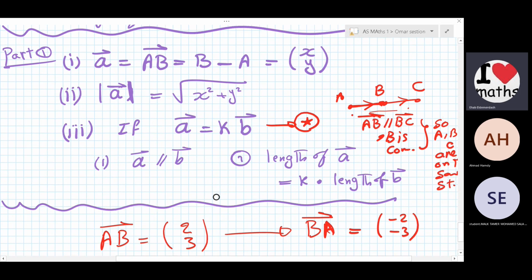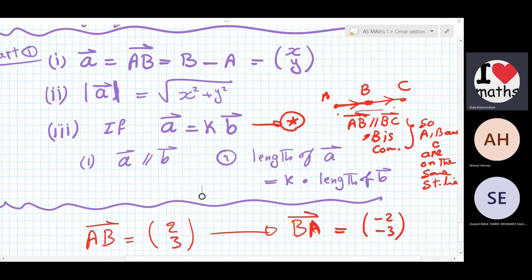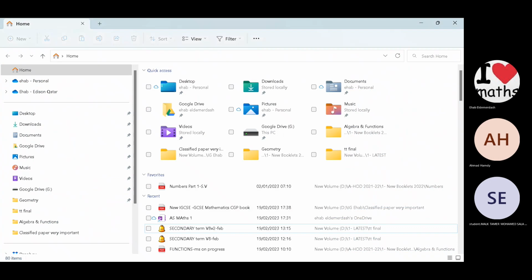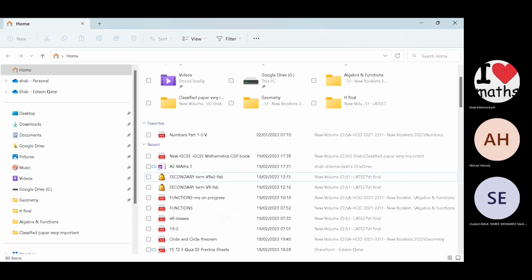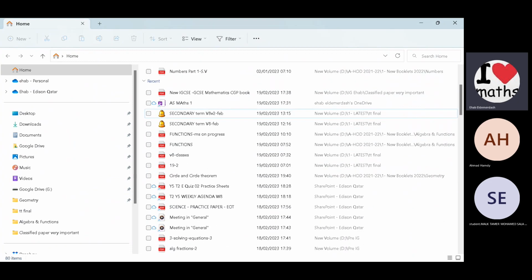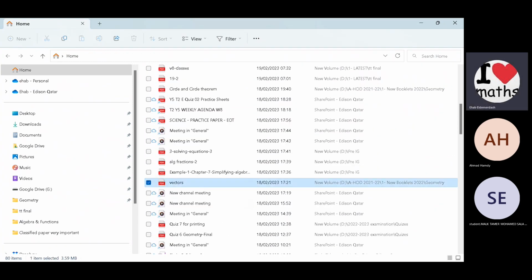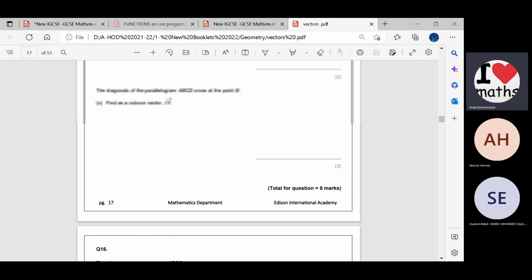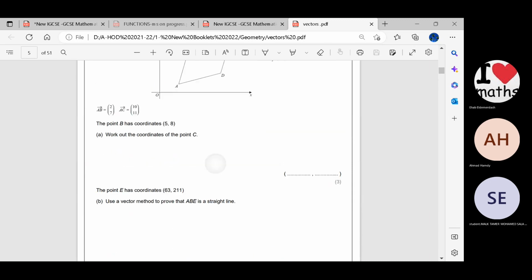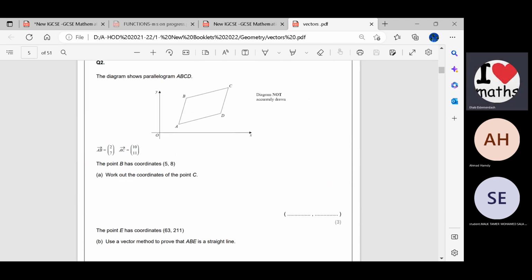If I have to say that I need to prove the 3 points are on the same straight line, يبقى I can find two vectors, and if they are parallel with a common point, يبقى the 3 points are on the same straight line. Let's try to answer one question related to this part. If you have the worksheet, just open it. اللي عندهم الworksheet, you can work on this one together. Okay. We can start from this question.